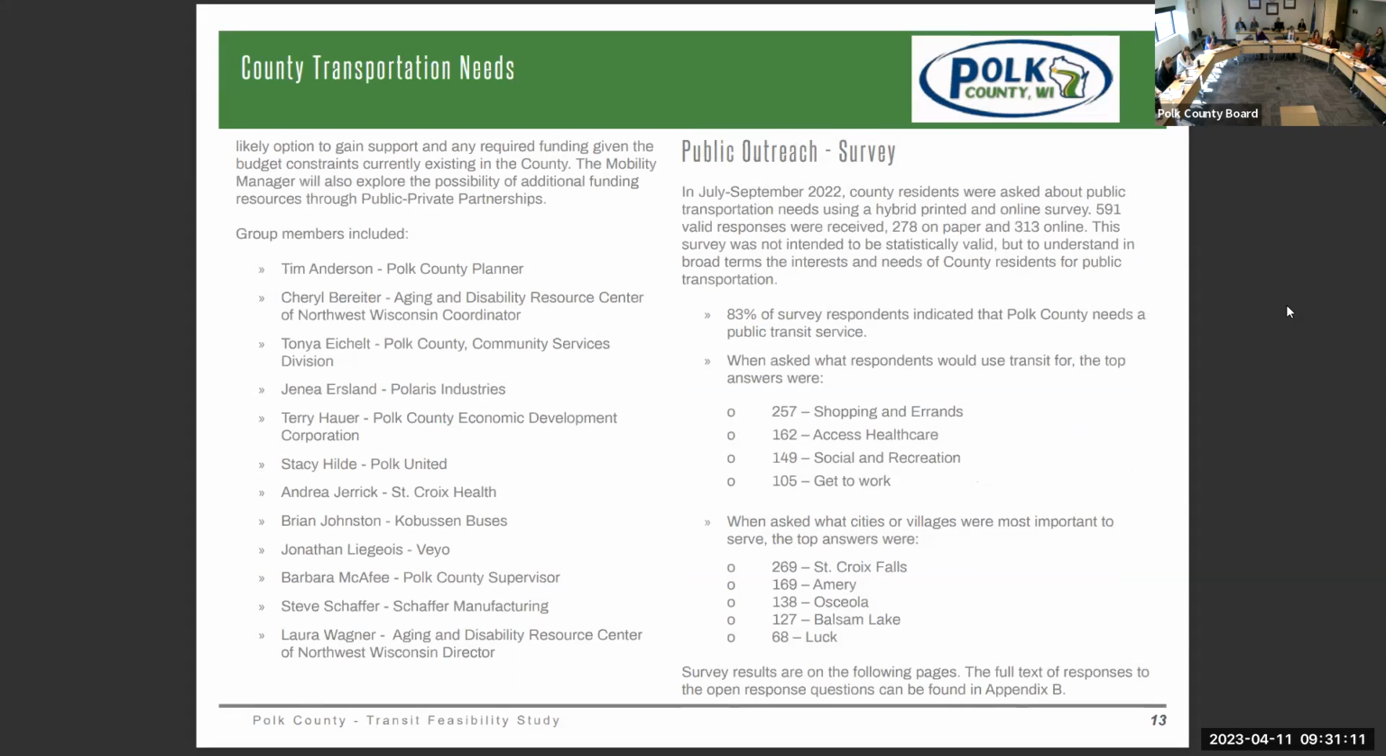We had some representatives from private industry because we thought that for the employment side of it, it was important to have representatives that could say what their needs for workers are. It's all over this region. Getting workers in at a reasonable wage rate is a problem. So we know that that's a transportation need. Terry Howard sat in. We had Andrea Jarrett from St. Croix Health, who sat in for the obvious reasons for healthcare.